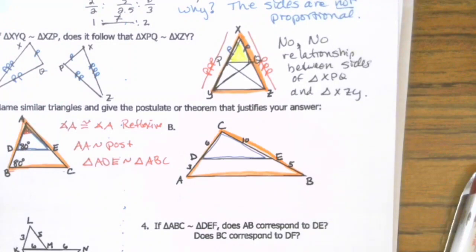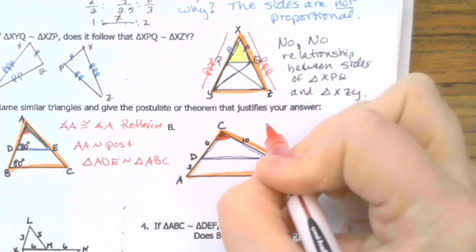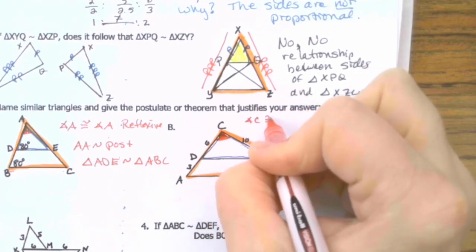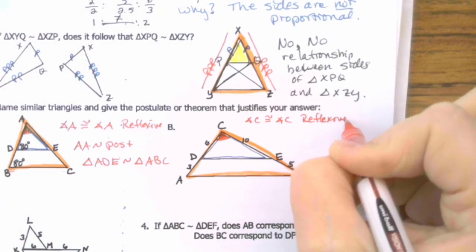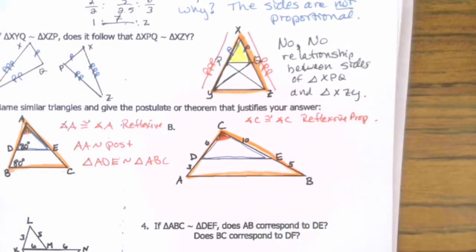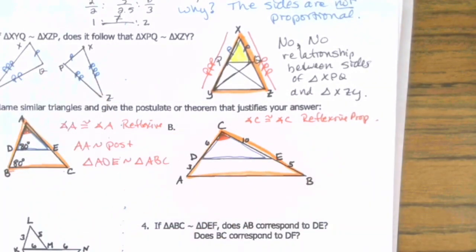We know that both of those share angle C, so that's easy. So angle C is congruent to angle C, and that would be reflexive property. So we do have a theorem, side, angle, side, but to prove it, you have to show that the sides on either side of the congruent angle are proportional, meaning they reduce to the same ratio.